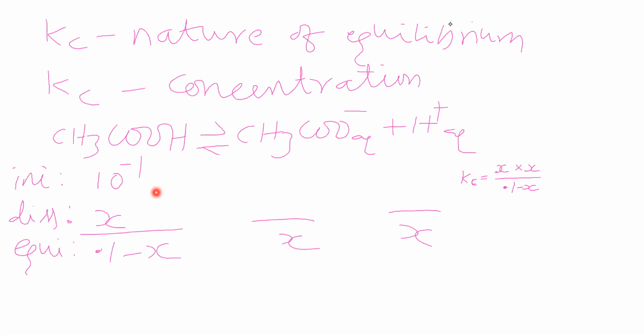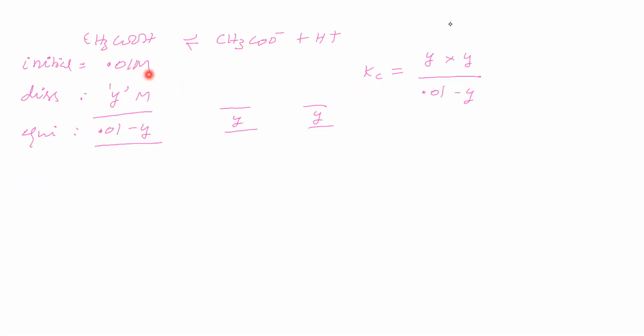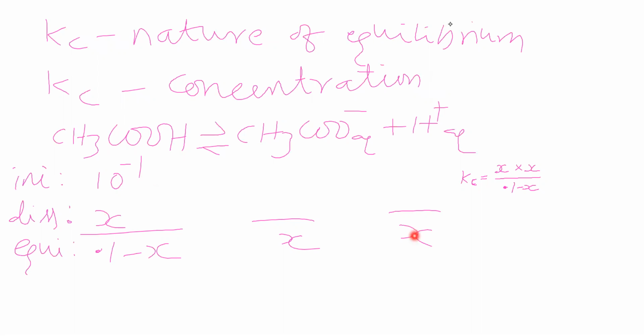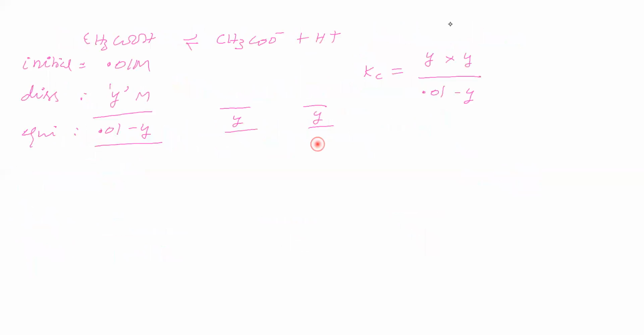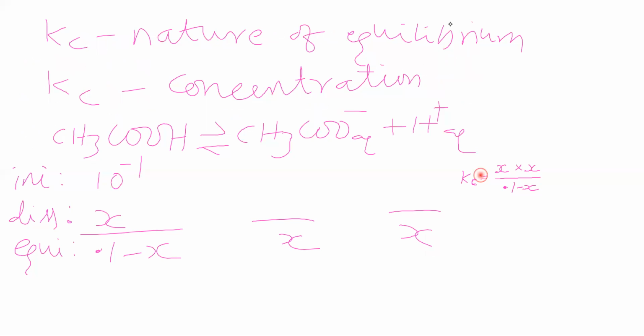Here initial concentration is 10 power minus 1. Here initial concentration is 0.01. Here x molar H plus is there. Here y molar H plus is there. For this, the equilibrium constant is Kc. For this, the equilibrium constant is Kc.